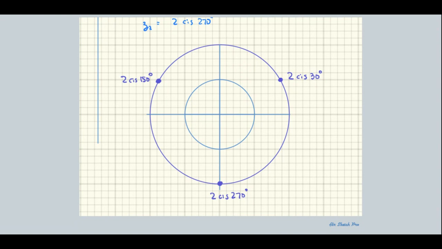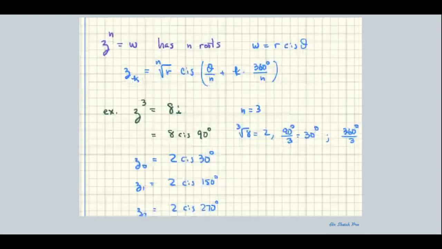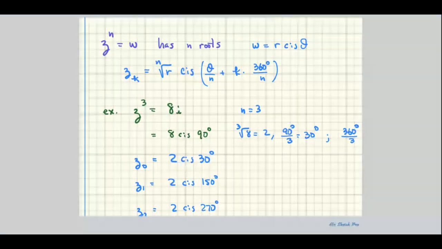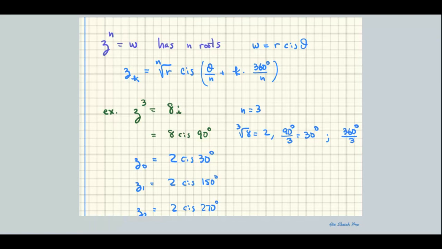Now let's say that we're not trying to find the roots of 1. We're looking for the roots of any generic complex number W. And this is still a polynomial. It's z to the n equals w, and it's going to have n roots. And the way to solve it is to immediately change w into its polar form.